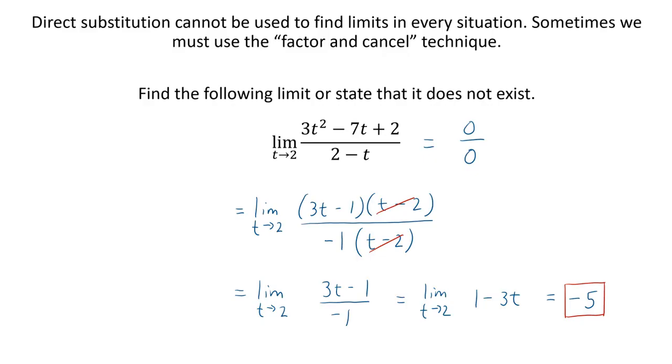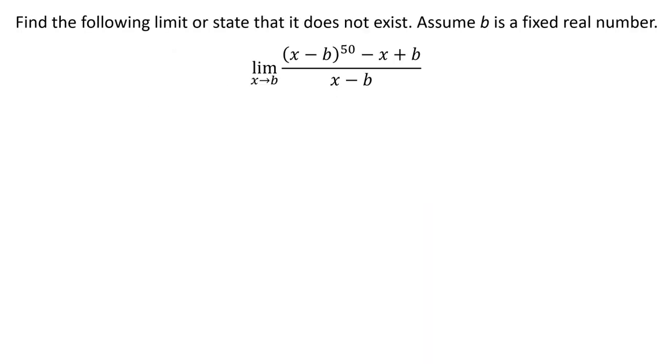And this rational function was pretty easy to look at and say, yeah, I think that numerator will factor and the denominator will factor. But that's not always the case. Take this example for instance. Here we're asked to find the limit as x approaches b of the fraction (x minus b) to the 50th minus x plus b, all of that over x minus b. Using direct substitution gives us 0 in the numerator and 0 in the denominator. So again, we see this 0 over 0 indeterminate form.